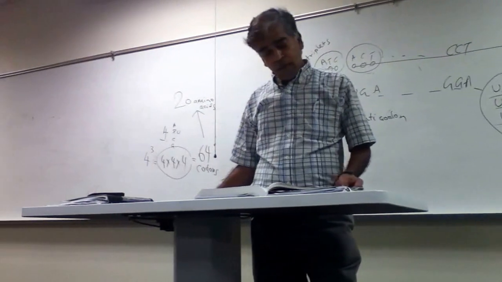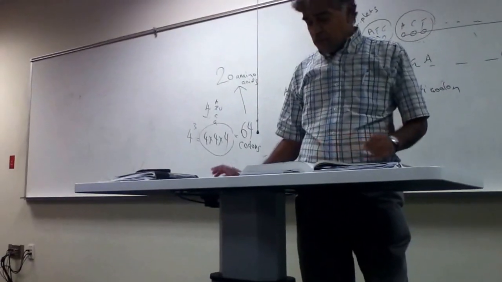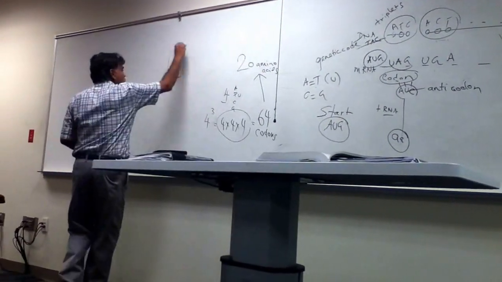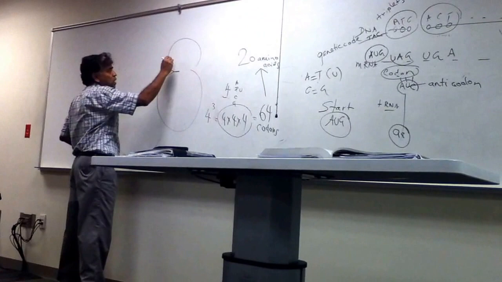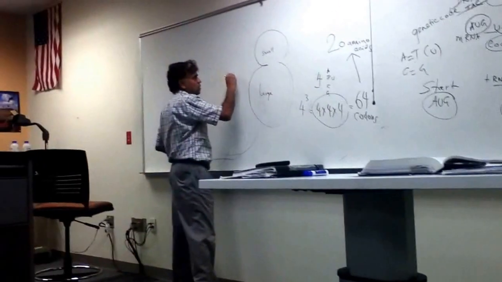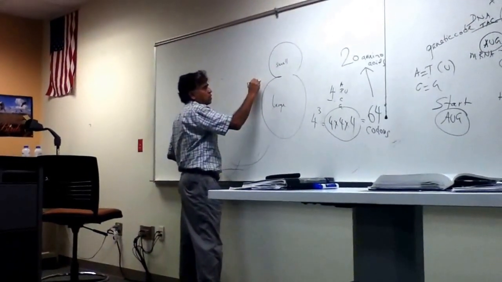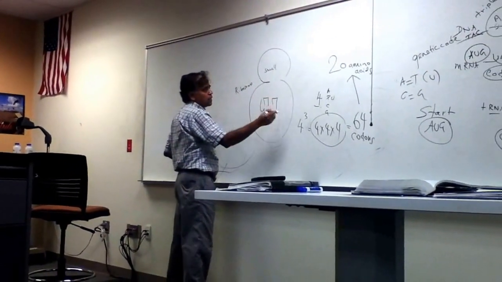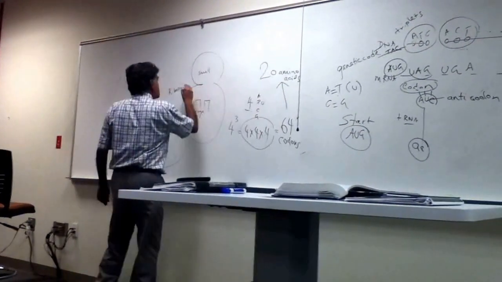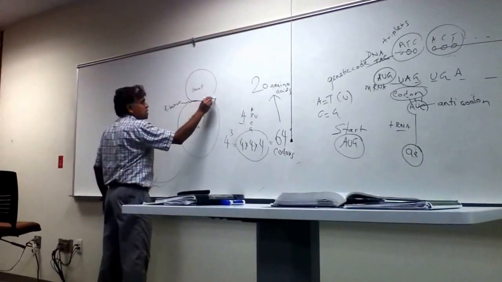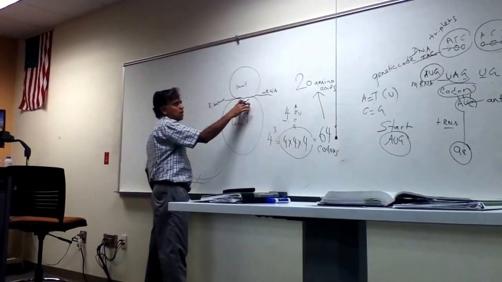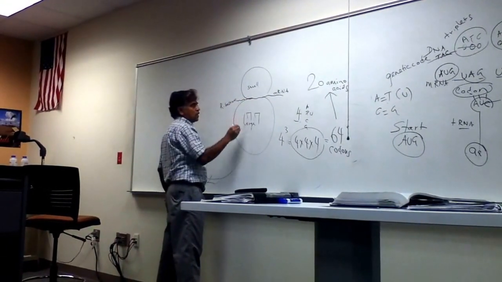Then you have the ribosomes. Each ribosome has two subunits, one small and one large subunit. And there are sites where the tRNA with the amino acid will come and bind. So your messenger RNA is here, the ribosome is attached to the messenger RNA, and then your tRNA will come here.